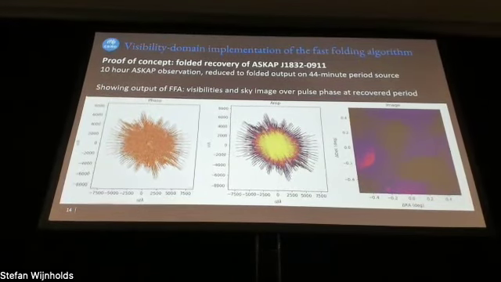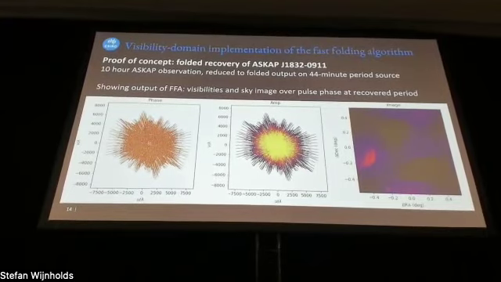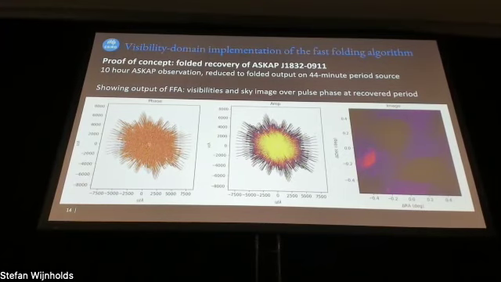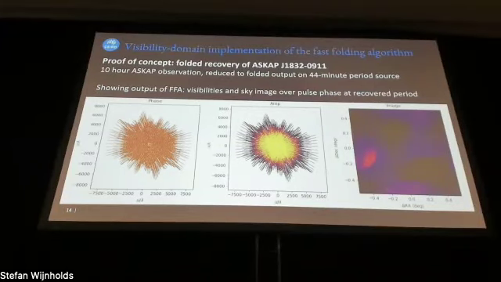This is sort of the base case. So this source is called ASKAP J1832-0911. It's a 44-minute period, long period source, which was discovered by ASKAP and concurrently by an instrument called DART as well. It's incredibly bright, at least in this observation, several Janskys. Its pulse flux density is several Janskys.